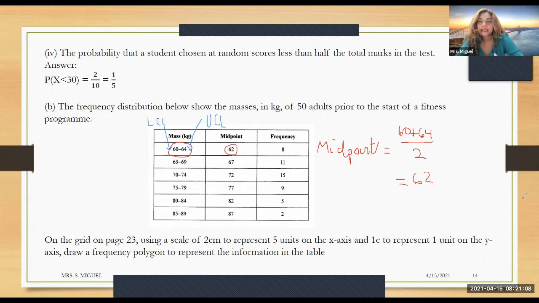The scale is given to you. I remember telling you last day that you have to use the scale properly. You will be awarded 1 mark. You have to label the axes and you have to label the points correctly in order to score the correct marks for this question.